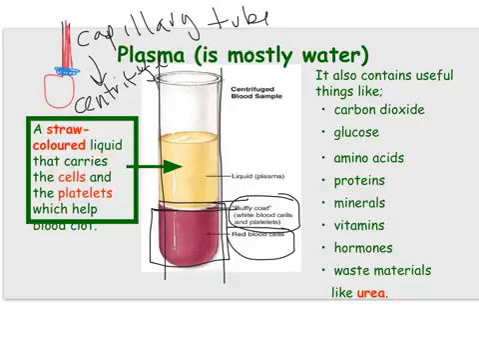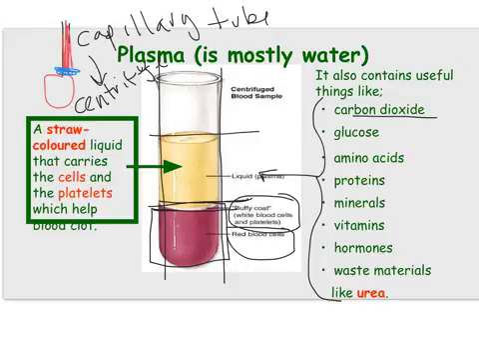This would be the white blood cells and platelet layer, and you can see there's not nearly as much of them as there are red blood cells. And then the top layer would be this straw-colored liquid that is the plasma. And the plasma is going to be, like I said, the matrix that carries the solid cells, and these materials are dissolved in the plasma.